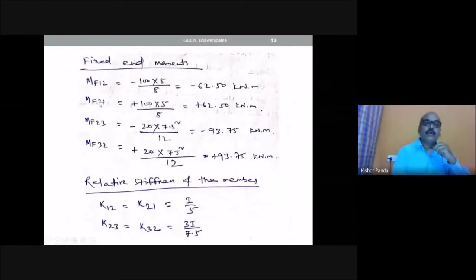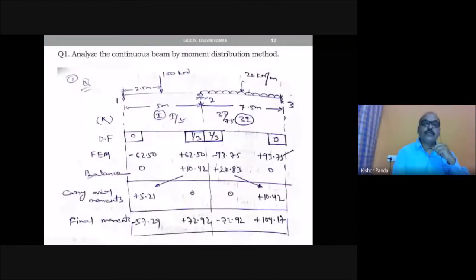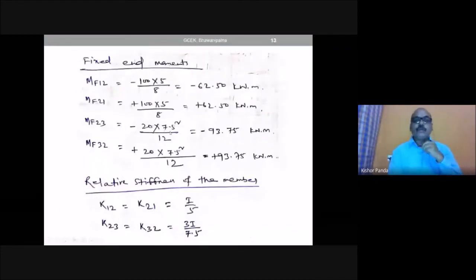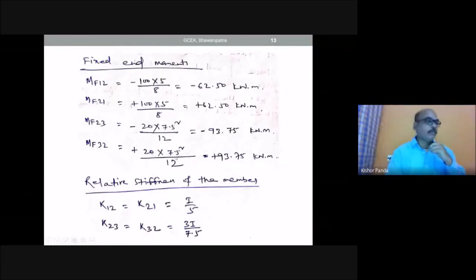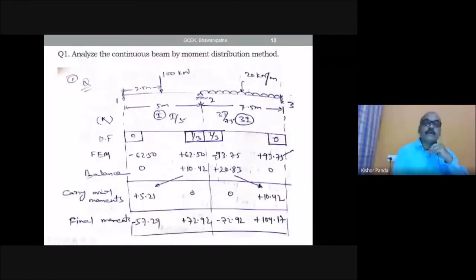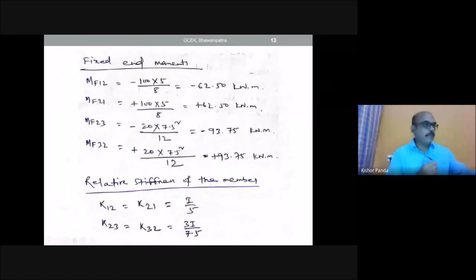And MF21, this is clockwise, so positive 100 into 5 by 8, the same value. And for MF23, for the UDL, minus 20 into 7.5 square by 12, which is minus 93.75 kilonewton meter. And MF32 is plus 20 into 7.5 square by 12, which is plus 93.75 kilonewton meter. So these are the fixed end moments, first assuming all ends are fixed.